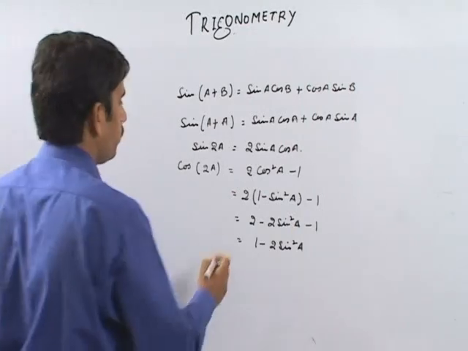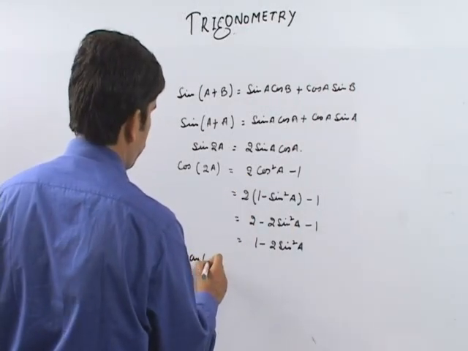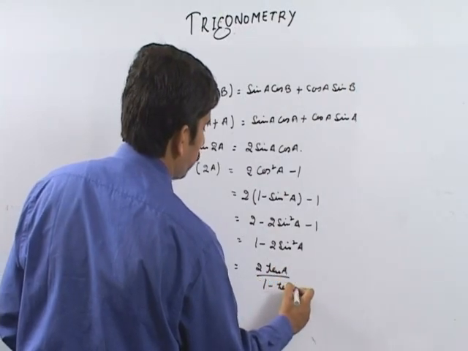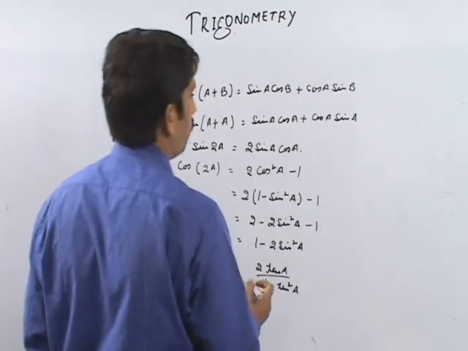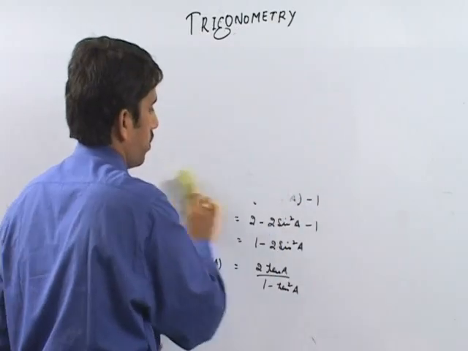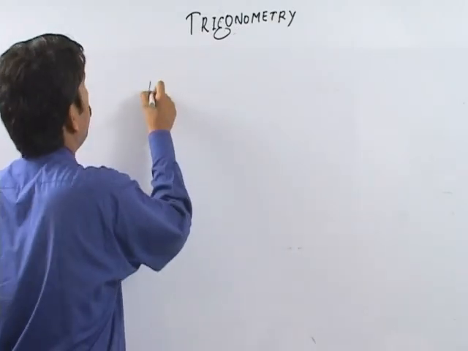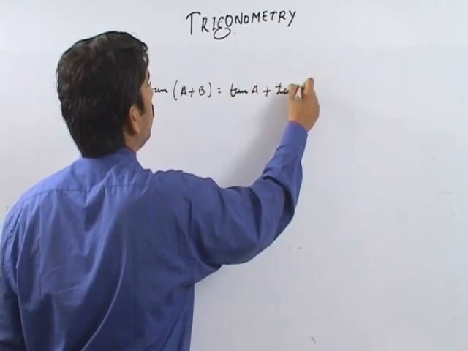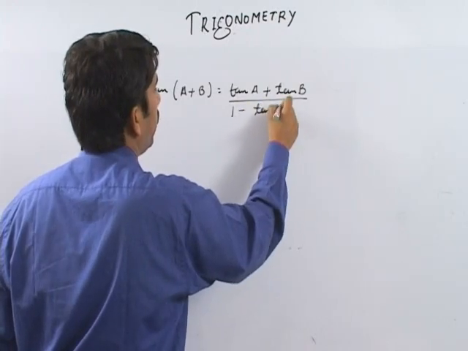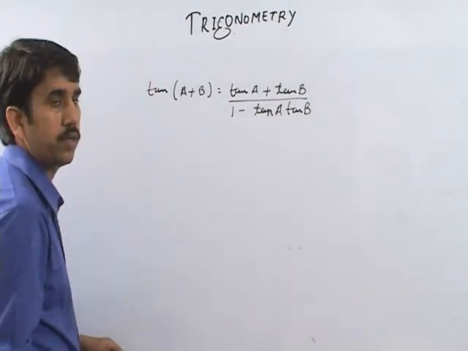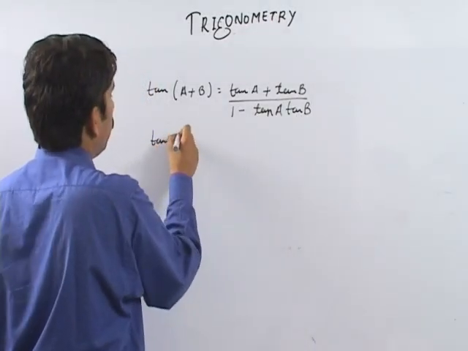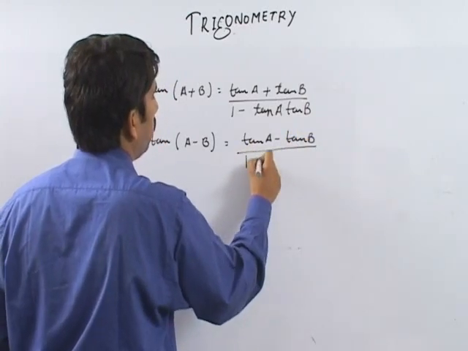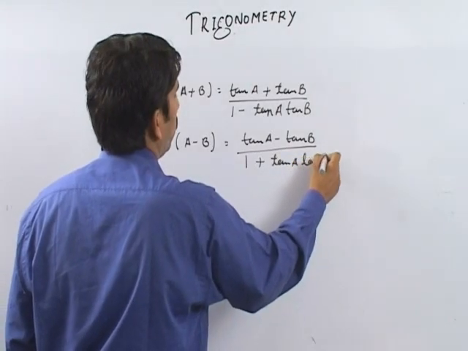Now, similarly for tan 2A, you can prove that this is equal to 2 tan A over 1 minus tan square A, and this result you can prove by the result that tan of A plus B is equal to tan A plus tan B over 1 minus tan A tan B. Also, tan of A minus B is equal to tan A minus tan B over 1 plus tan A tan B.